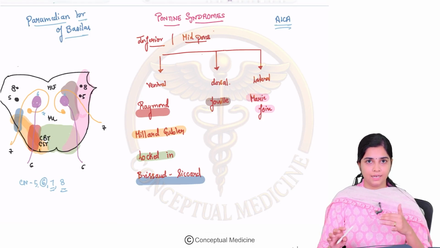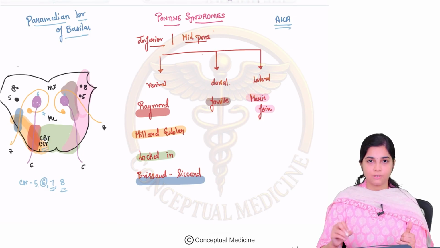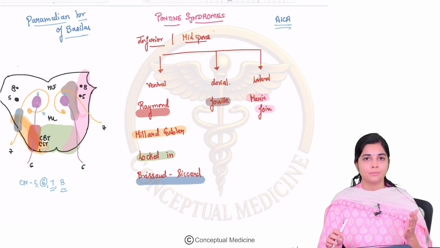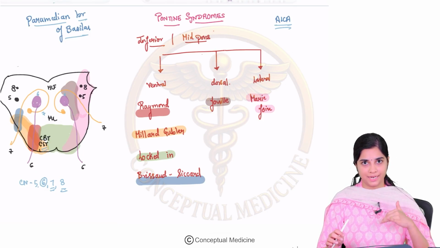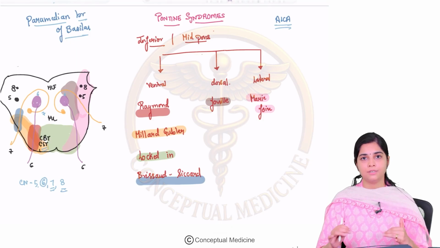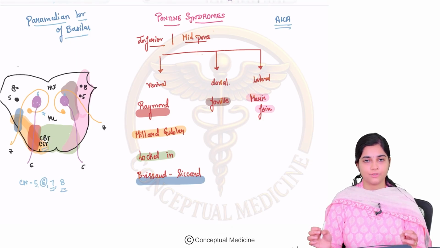Okay, and anteriorly you have the corticobulbar and corticospinal tracts. When we learnt about the organization of tracts, they come anteriorly in the midbrain, pons, medulla, and then undergo decussation. So they are also here.